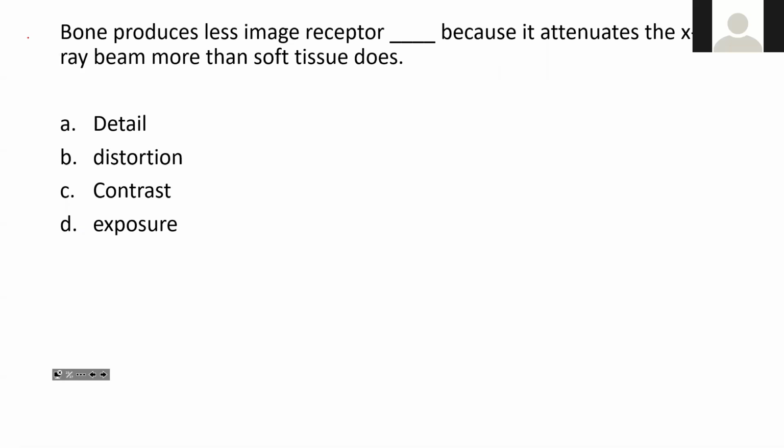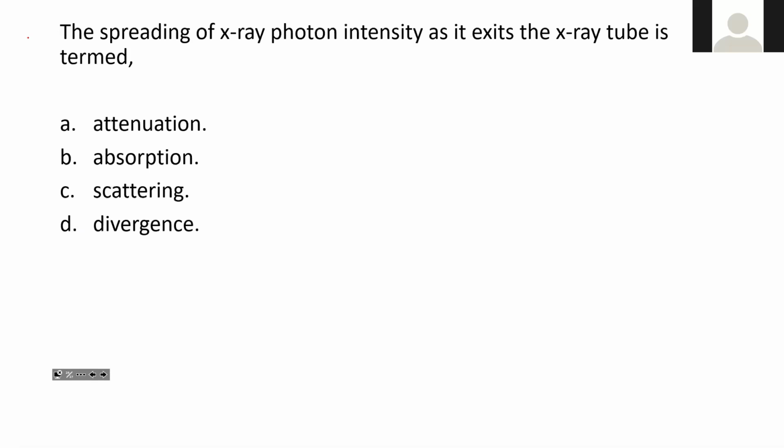Bone produces less image receptor exposure because it attenuates the X-ray beam more than soft tissue does. Exposure, correct. Right there. Any questions on that one?